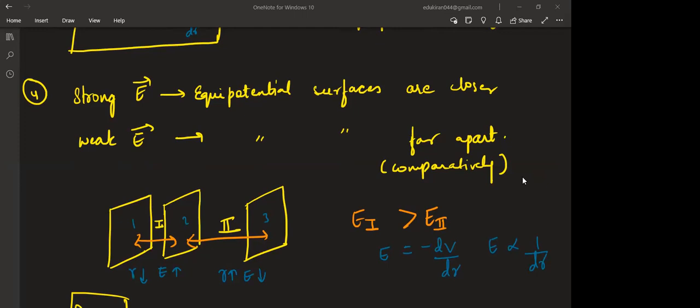Equipotential surface is just a surface. It can be a sphere of radius r. It can be a cube. So if 2 are placed close to each other, then you can tell about the nature of electric field. Otherwise, what you are mentioning is the property of electric field lines. They will be placed close to each other. All right.